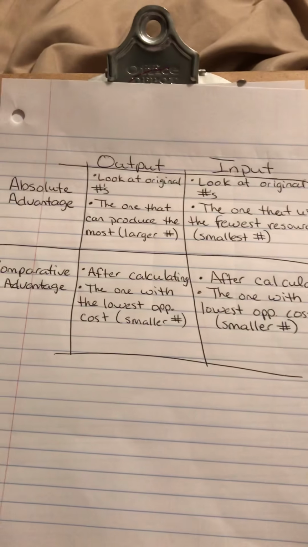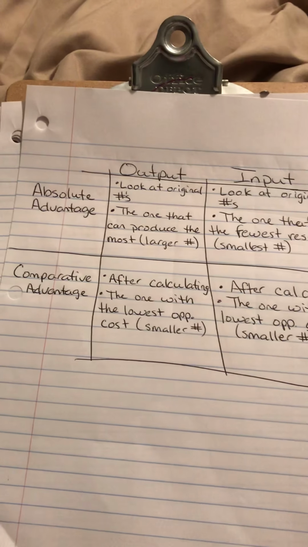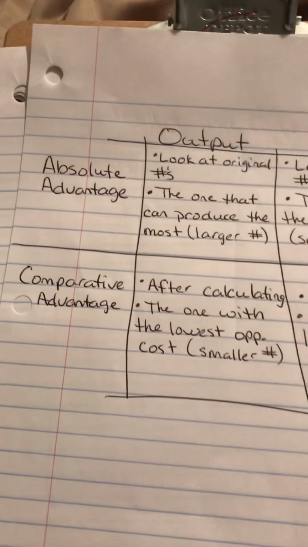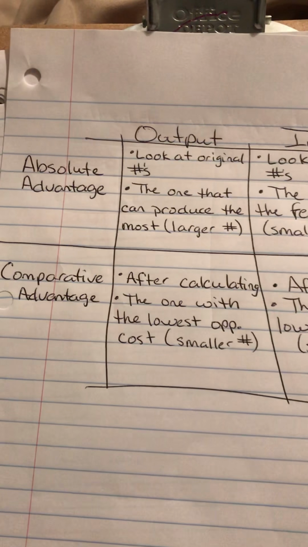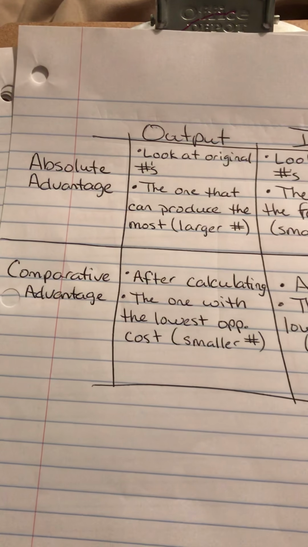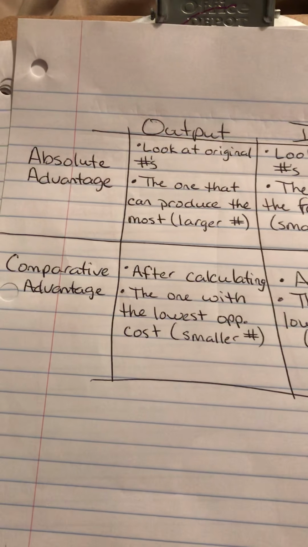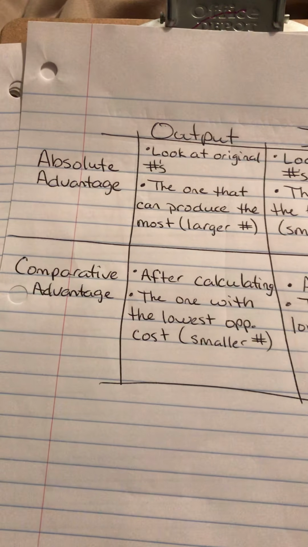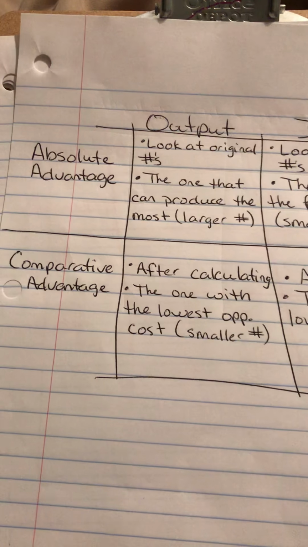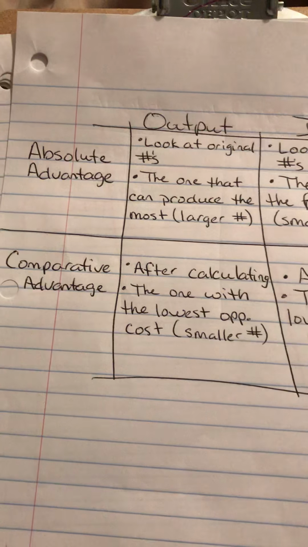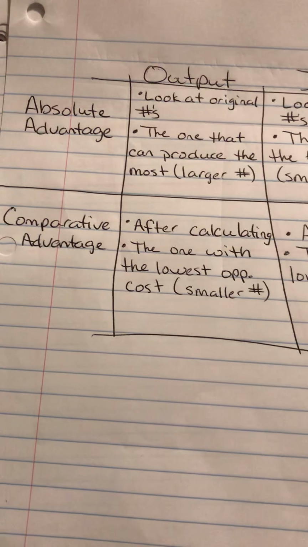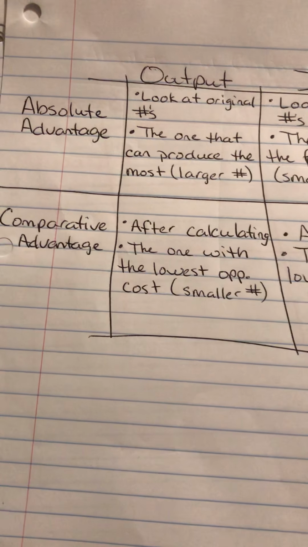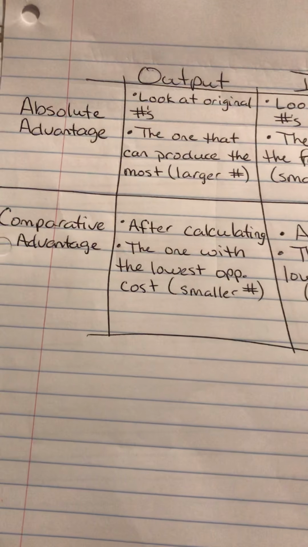This is another little chart that I gave you guys in class. If it was an output question, you're going to have to determine absolute advantage. When you're looking at absolute advantage, you're looking at the original numbers that were given to you, and you're looking for the larger number. Who can produce the most product? For comparative advantage, after you do all your calculations, now you're looking for the smaller number. You're looking for the lower opportunity cost. Who gives up the least?